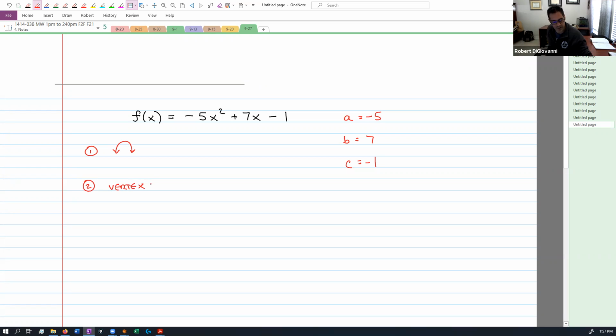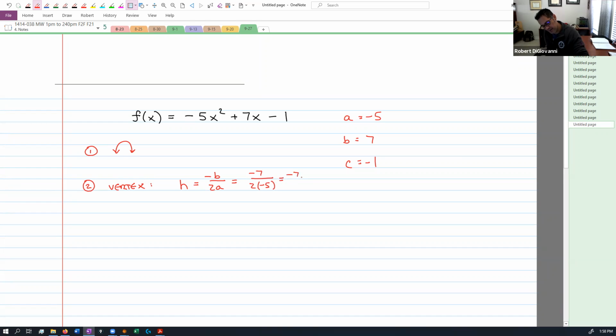Well, unfortunately, it's not in the pretty form, right? It's not where we can just see H and K. So we have to use a formula. H is equal to -b over 2a. I'll put the formula there again. What's -b for us? -7. So -7, good, over 2 times a, which is -5.